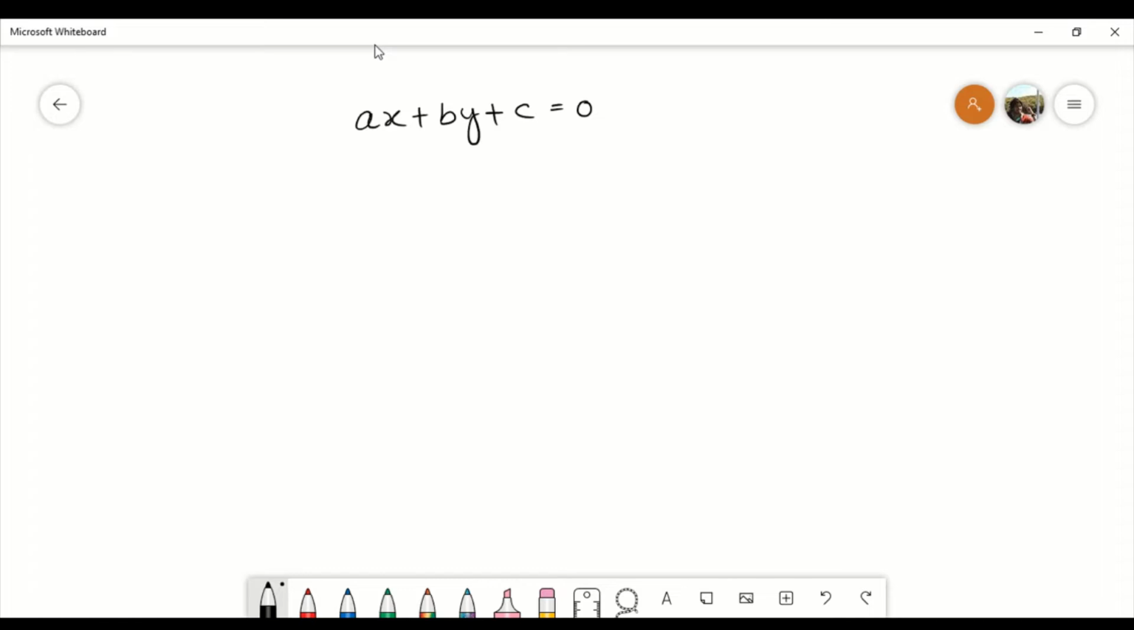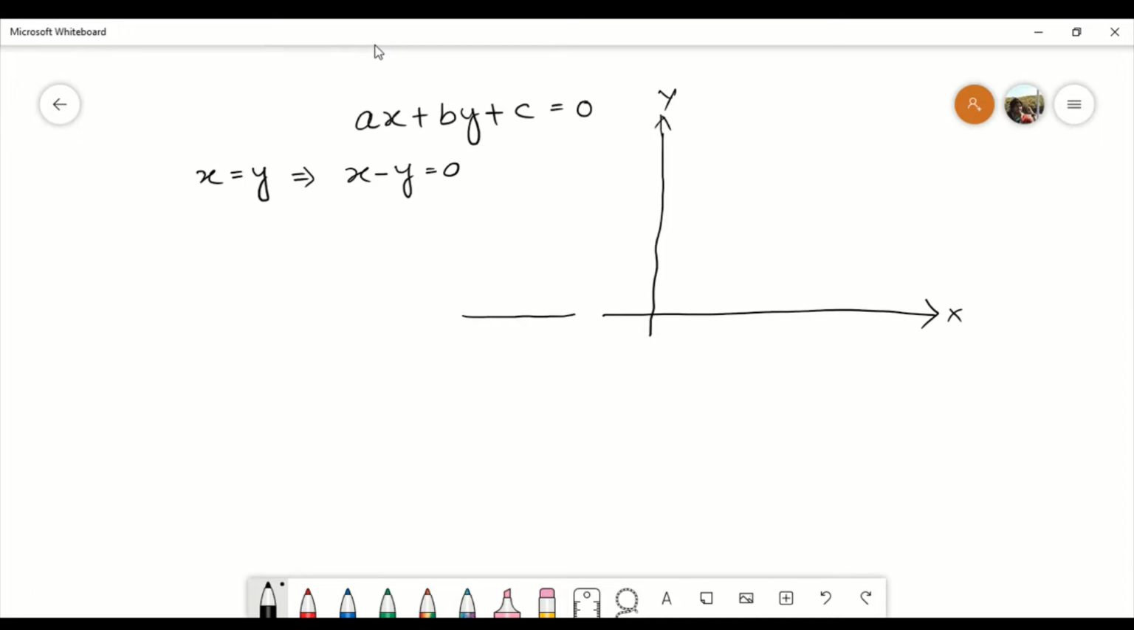Let's take a simple example. Let's say my equation was x equal to y. This is also a linear equation in two variables because it is x minus y equal to 0. In this case, a is 1, b is minus 1, and c is 0. So how can we represent that in our coordinate system? Let's say this is my y-axis, this is my x-axis.